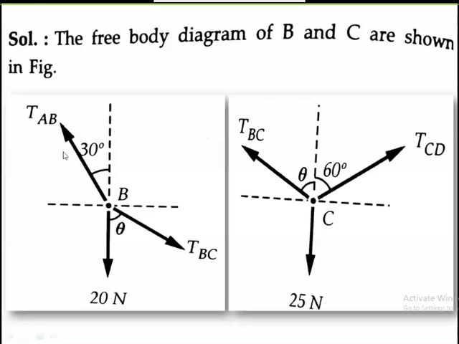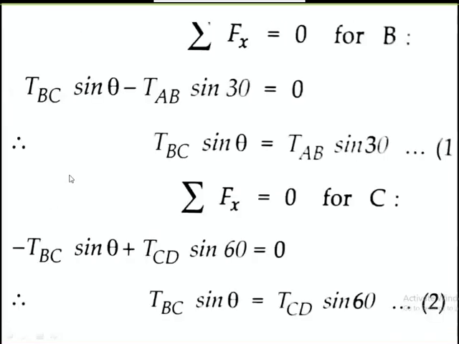Summation of Fx equal to 0. This will be TBC sine theta minus TAB sine 30 equal to 0. So TBC sine theta is equal to TAB sine 30, and I'll call it equation 1.